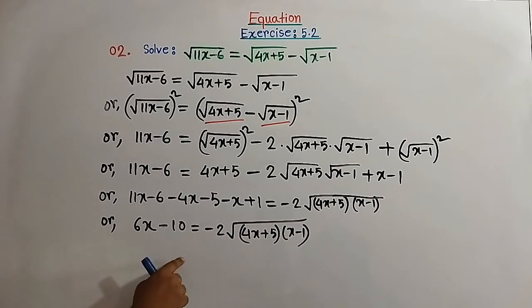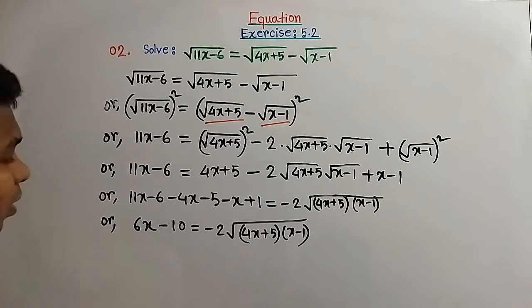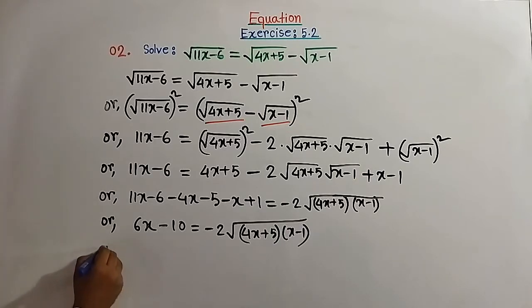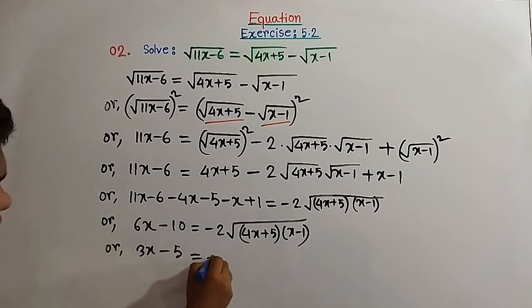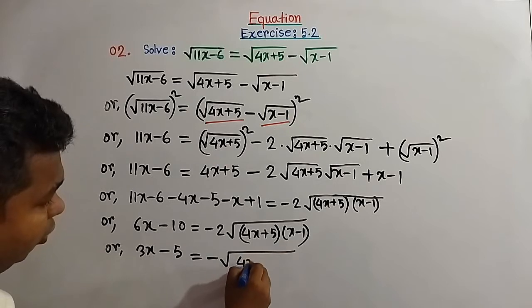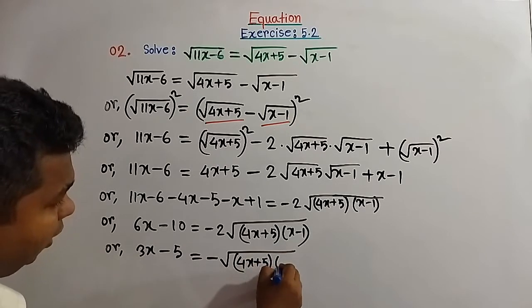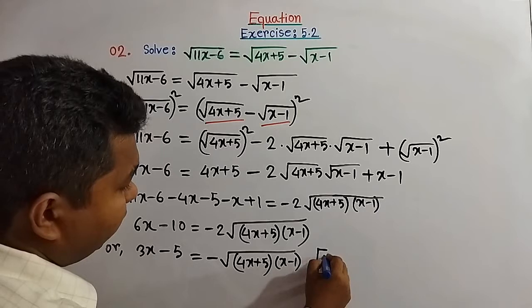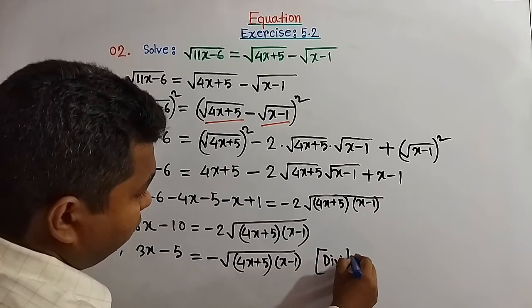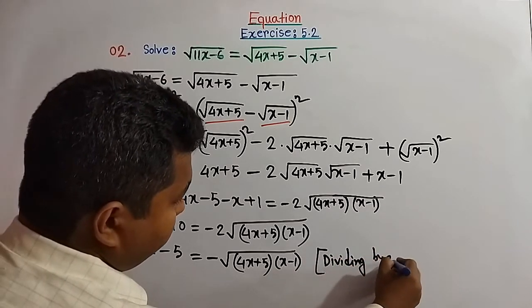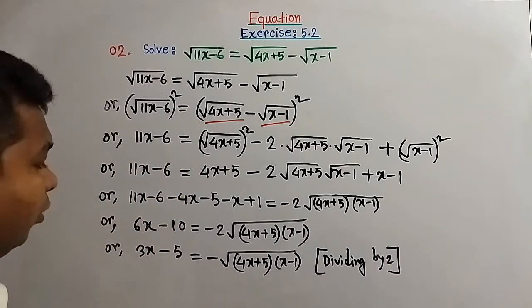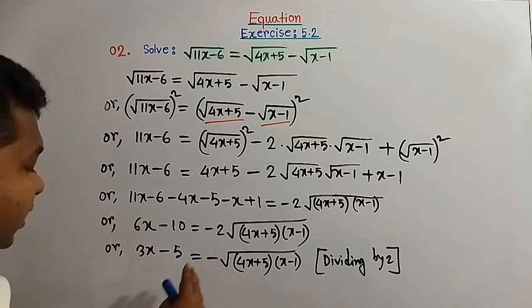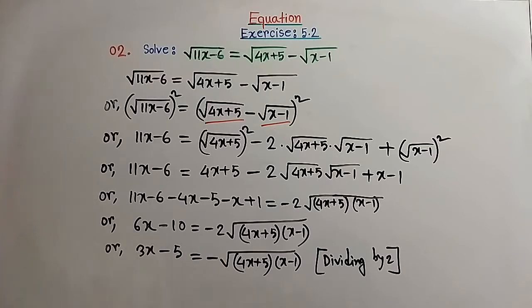Now in these equations all the terms are even numbers, so dividing by 2 we will get 3x − 5 equal to −√((4x + 5)(x − 1)). Now there is still a radical sign, that is a square root sign. So for removing this square root sign we have to square this line one more time.